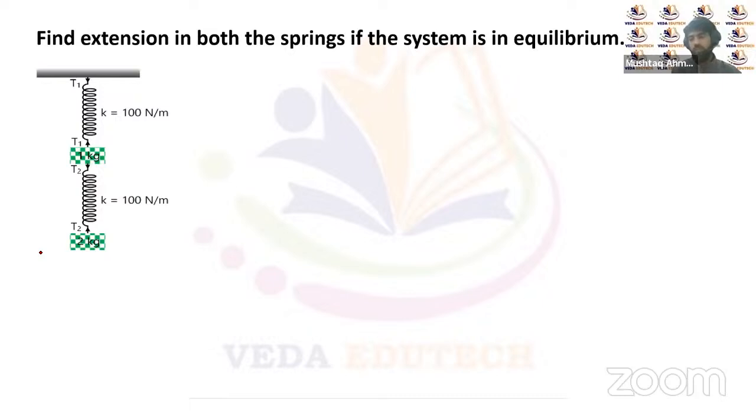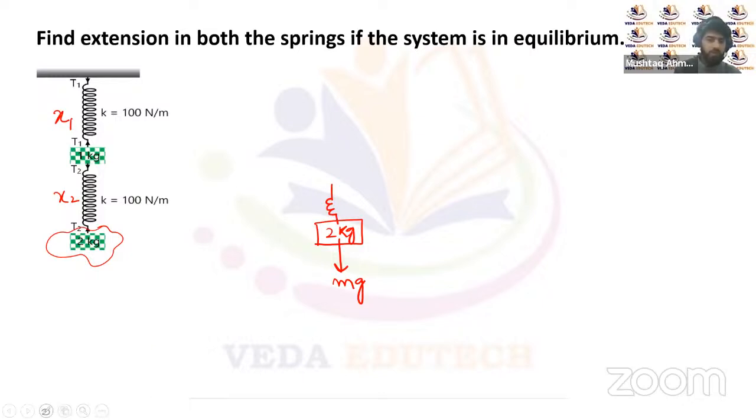Now let's assume the system is in equilibrium. The net force on all the blocks, 1 kg and 2 kg, is 0. And at equilibrium there is some extension in both the springs. Let's suppose in this spring the extension is x1 and in this spring the extension is x2. Now if we study the equilibrium of this block, this block of mass 2 kg will be in equilibrium only if the weight of this block, that's mg in the downward direction, is cancelled out by the spring force in the upward direction.